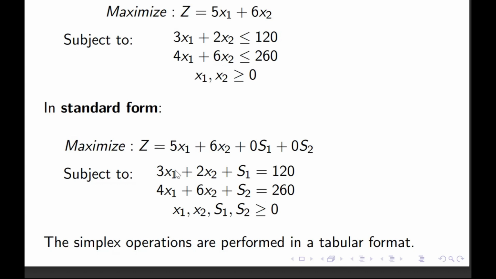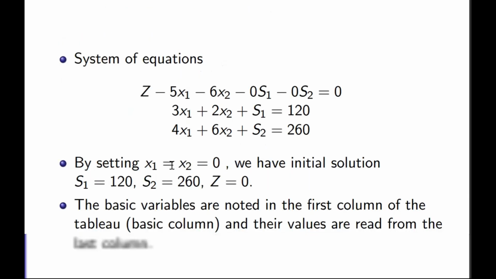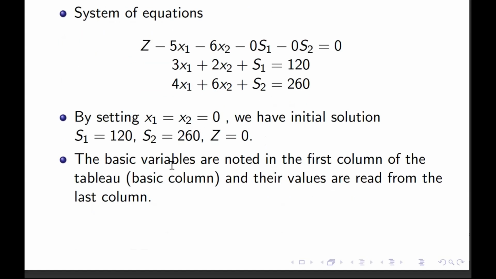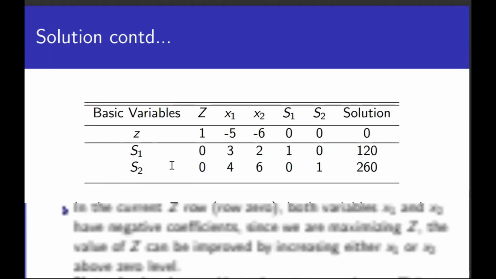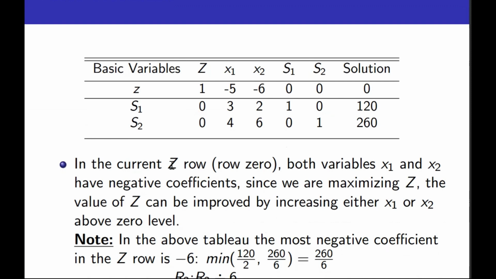The simplex operations are performed in a tabular format. By setting x1 and x2 equal to 0, we have the initial solution: s1 = 120, s2 = 260, and z = 0. The basic variables are noted in the first column of the tableau, and their values are read from the last column. Here the basic variables are z, s1, s2, and the columns are z, x1, x2, s1, s2, and the solution.